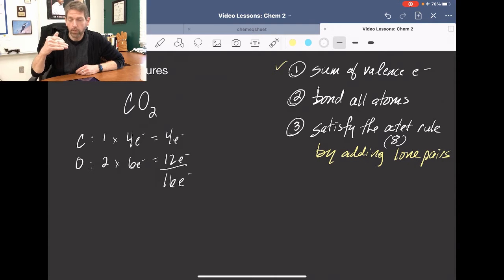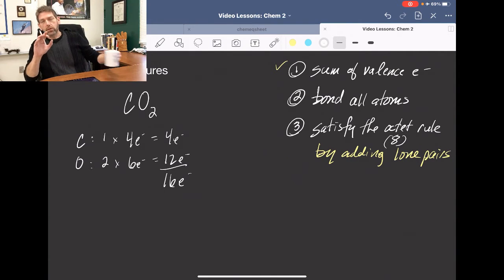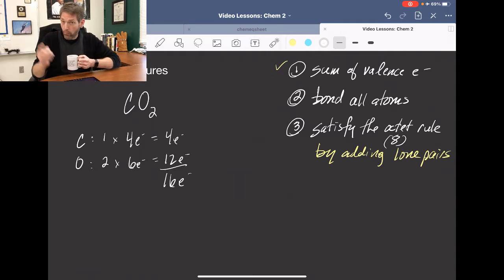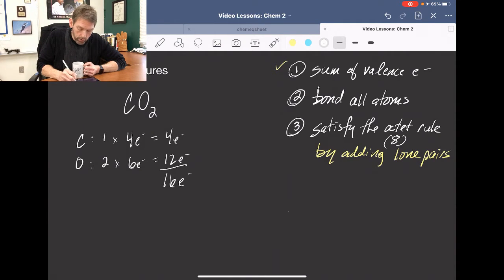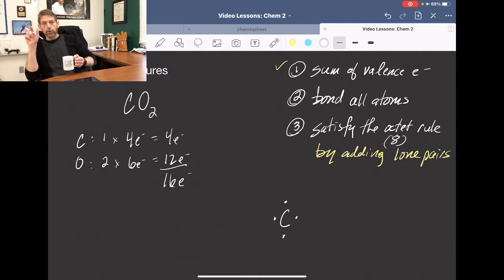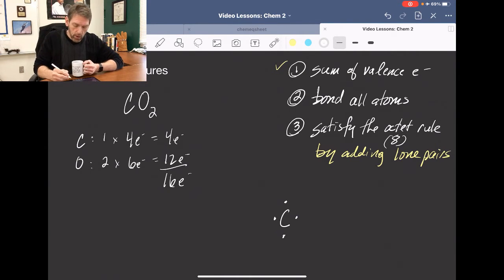You always go back, just like on the previous one, and check. So now bond all the atoms. Carbon will always be at the center of a molecule. If carbon is present, for every example that we're going to do, carbon will always be at the center, and that's pretty much the case all around. That's one of the dynamic aspects of carbon. You'll remember from earlier chemistry lessons that carbon has 4 valence electrons. Remember, there's a maximum of 8.